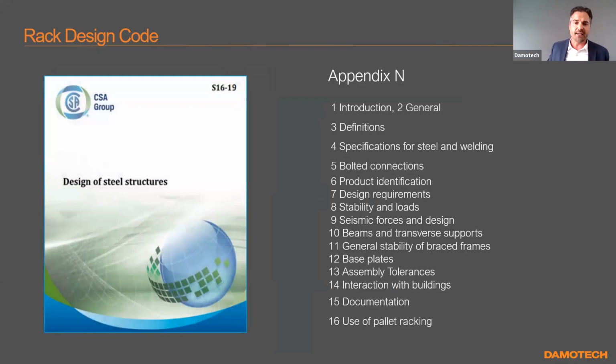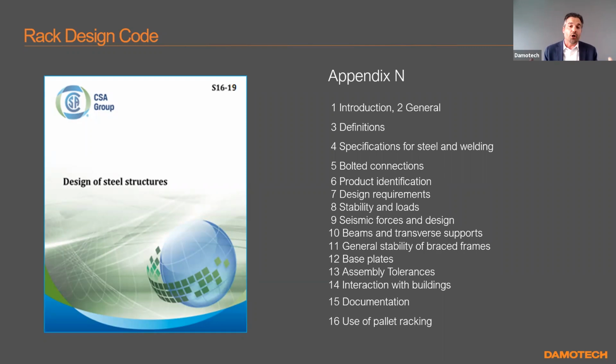So for those of you who are in the Canadian market, very similar situation. We have what is called the Canadian Standard Association, known as CSA, and they have today what they call the 9th edition of CSA S16-19, which is the design of steel structures. As you can imagine, this contains similar information to ANSI: general information on definitions, specifications for steel and welding, connections, design requirements, stability and loads, seismic and horizontal forces, base plates, tolerances, interactions with the building, documentation, and actually a very interesting component on the use of pallet racking.